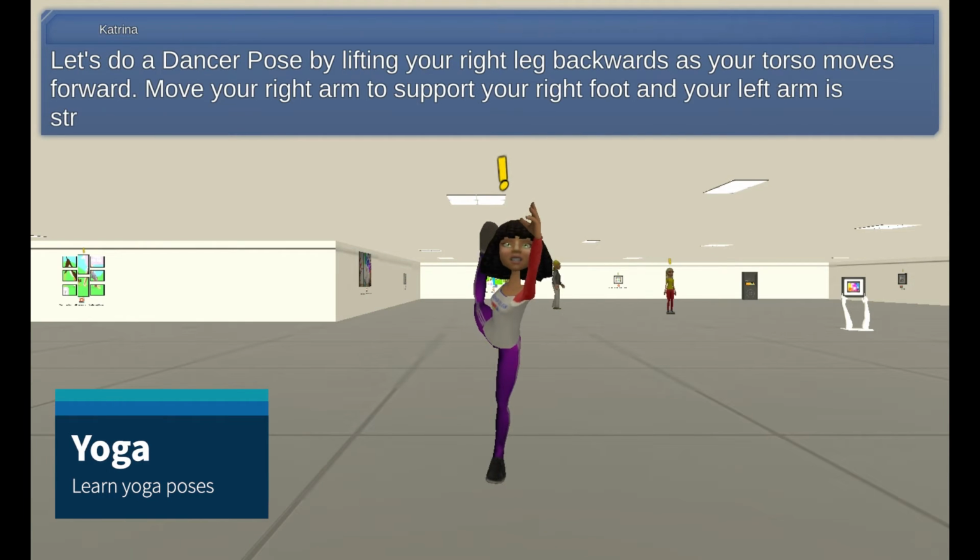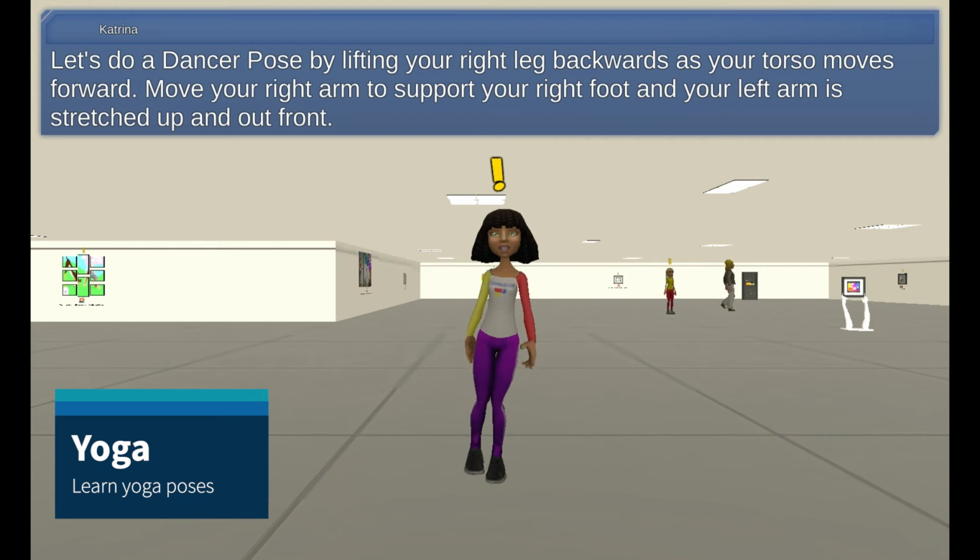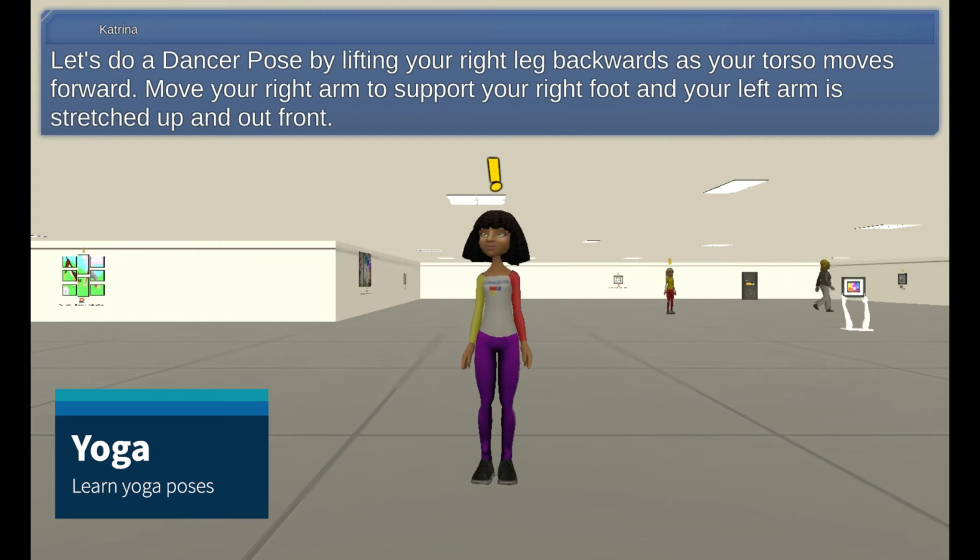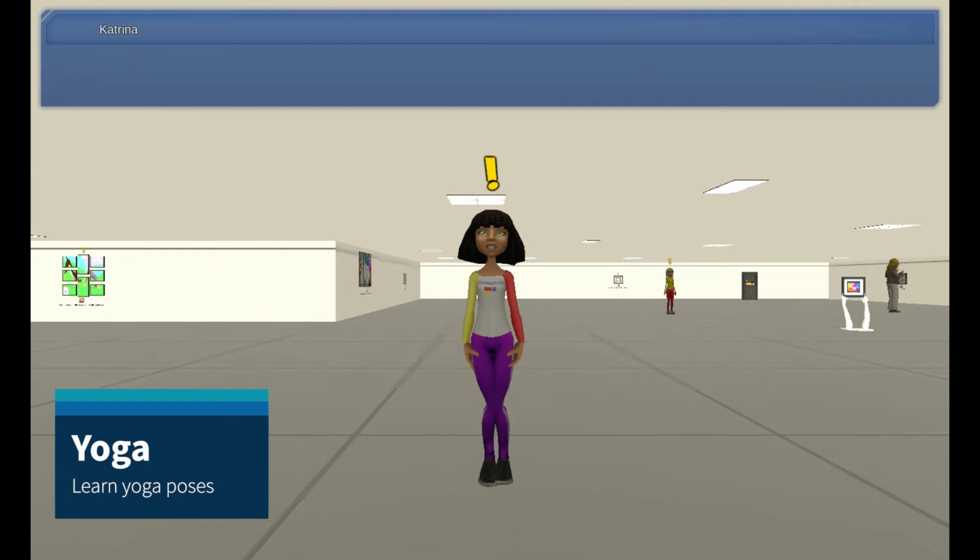Let's do a dancer pose by lifting your right leg backwards as your torso moves forward. Move your right arm to support your right foot and your left arm is stretched up and out front.